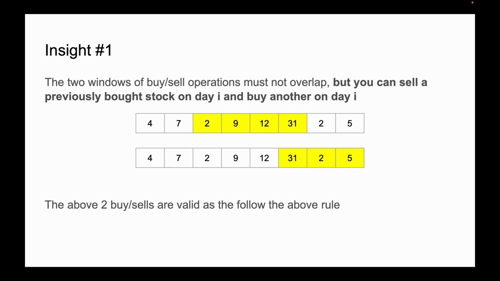Also, the 2 windows of the buy-sell operations must not overlap, but you can sell a previously bought stock on day i and buy another stock on day i as well. As we can see in this example, we sell a stock when its price is 31. After that is sold, we buy another one when its price is 31 as well. The above 2 buy-sell operations are valid as they follow the above rule.